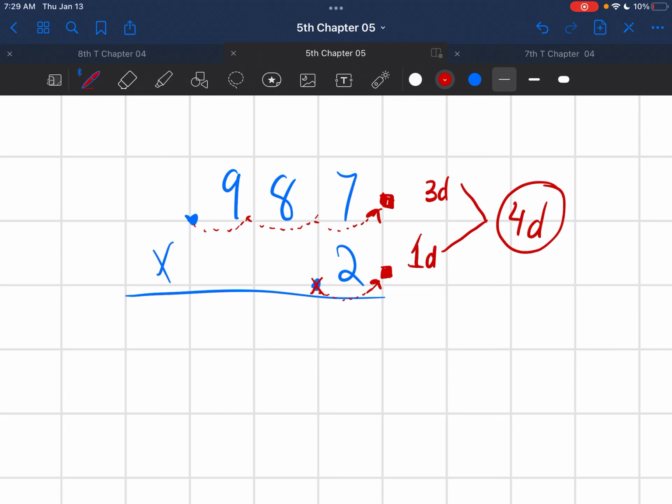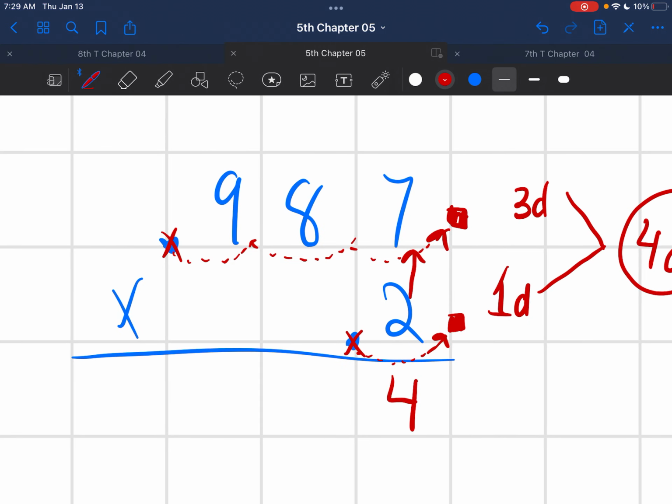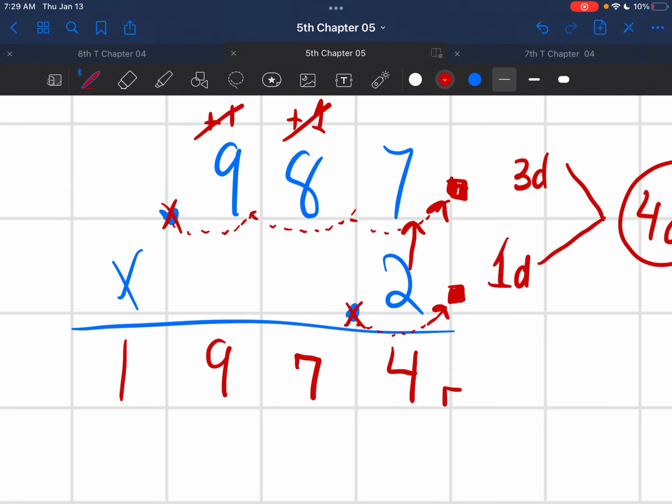All right, so that means at the end of it, I just have to go backwards 4 times. So now let's pretend these decimals are not here, and let's multiply like normal. 2 times 7 is 14. Don't forget to carry the 1. 2 times 8 is 16, plus 1 is 17. Don't forget to carry the 1. And then 2 times 9 is 18, plus 1 is 19. All right, looks like we're done there.